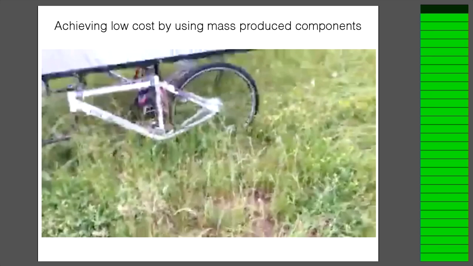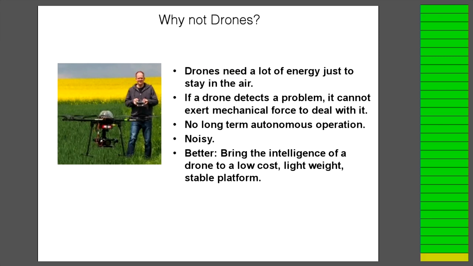All right, anyway, we built a prototype in order to get the cost down. We used bicycle technology, electric bicycle technology, in-hub motors and things like that to build a very low-cost platform to host the intelligence on.